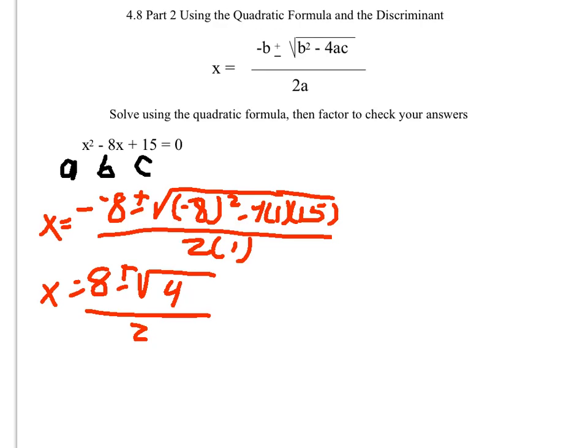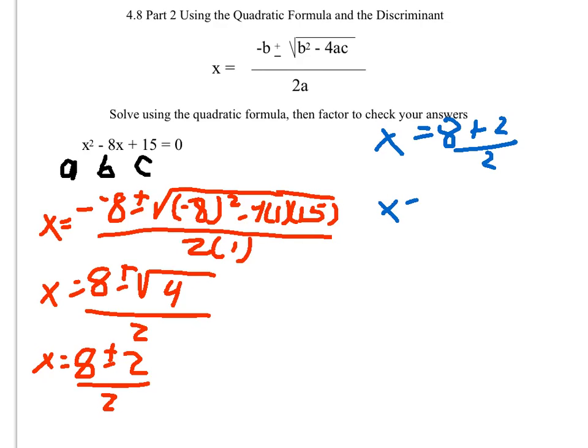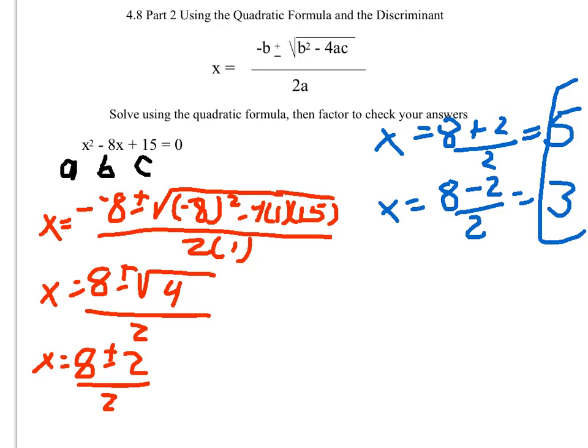Breaking it down a little bit further, x equals 8 plus or minus the square root of 4, which is 2, and we're going to divide that by 2. So now we're going to come out with two answers: x equals 8 plus 2 divided by 2, and x equals 8 minus 2 divided by 2. Simplifying that down, we have 5 there, and we'll have 3 there. So there are two answers. Now again, we're just going to check by using factoring.